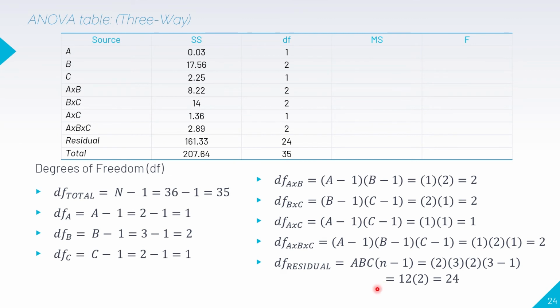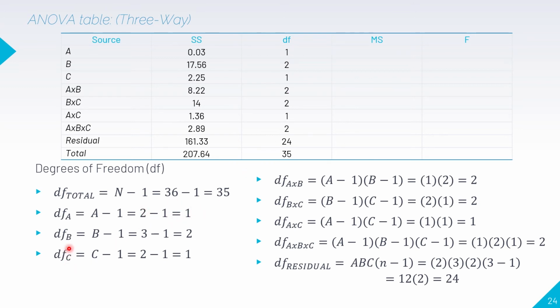Now let's find our degrees of freedom. It has also just the same formula. For df total, n minus 1: our n is 36, minus 1 is equal to 35. Now we have 35 as our df. For dfA, we have a minus 1. Our a is 2, the educational attainment, the graduate and the undergraduate. So 2 minus 1 is equal to 1.